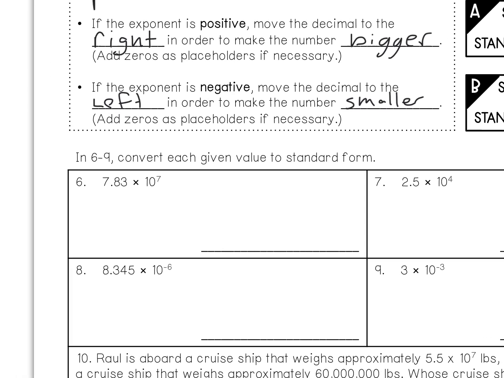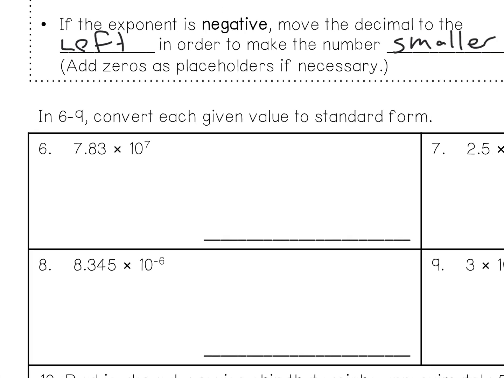This time, why don't we just see if we can do it at the same time? So 7.83, and I'm going to move the decimal how many times? 7. Which direction? To the right. 1, 2, 3, 4, 5, 6, 7. So I need a 0 everywhere. And then I'll put the commas in there so it's easier to read. Comma, comma. So 78,300,000. 1, 2, 3, 4, 5, 6, 7. Okay, I got 7.